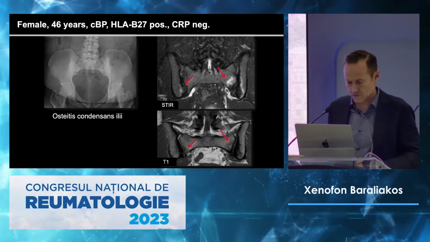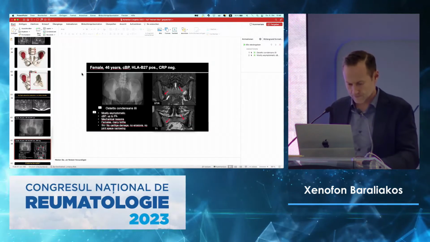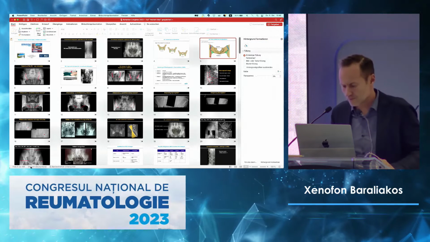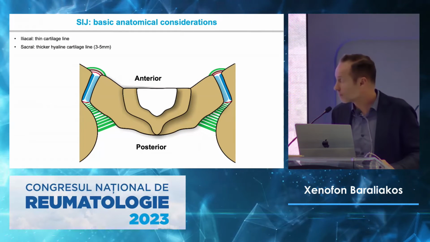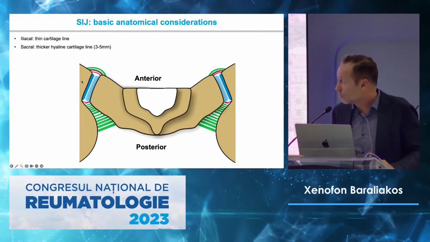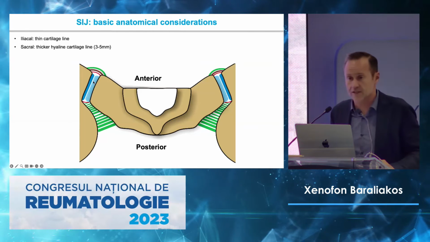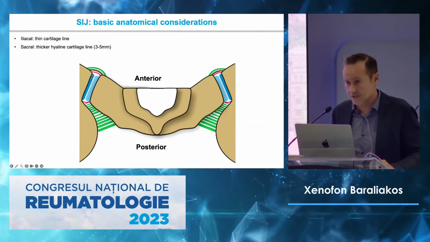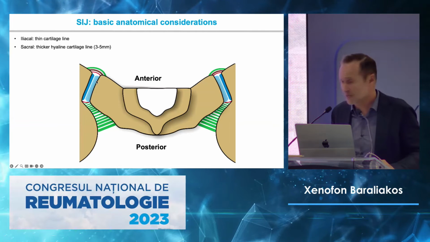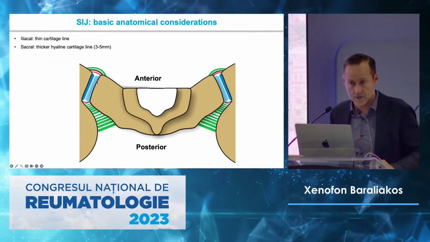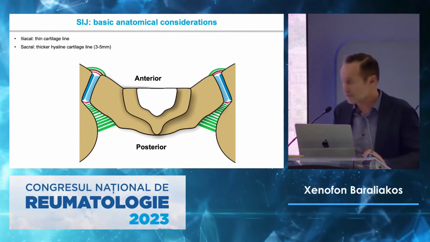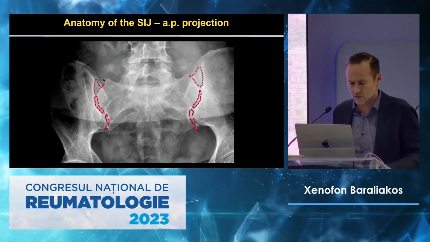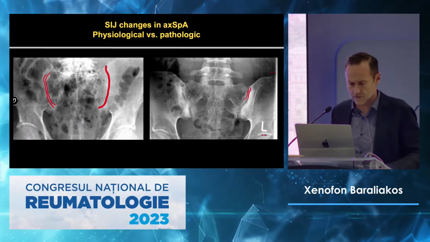I'll try to stop the presentation. You remember? We have different thickness of the cartilage. Yeah? The iliac part has a thinner cartilage. The sacral part has a thicker cartilage. That is a mechanism of defense for the bone. This is why you see, let me go through it, hold on, one second.